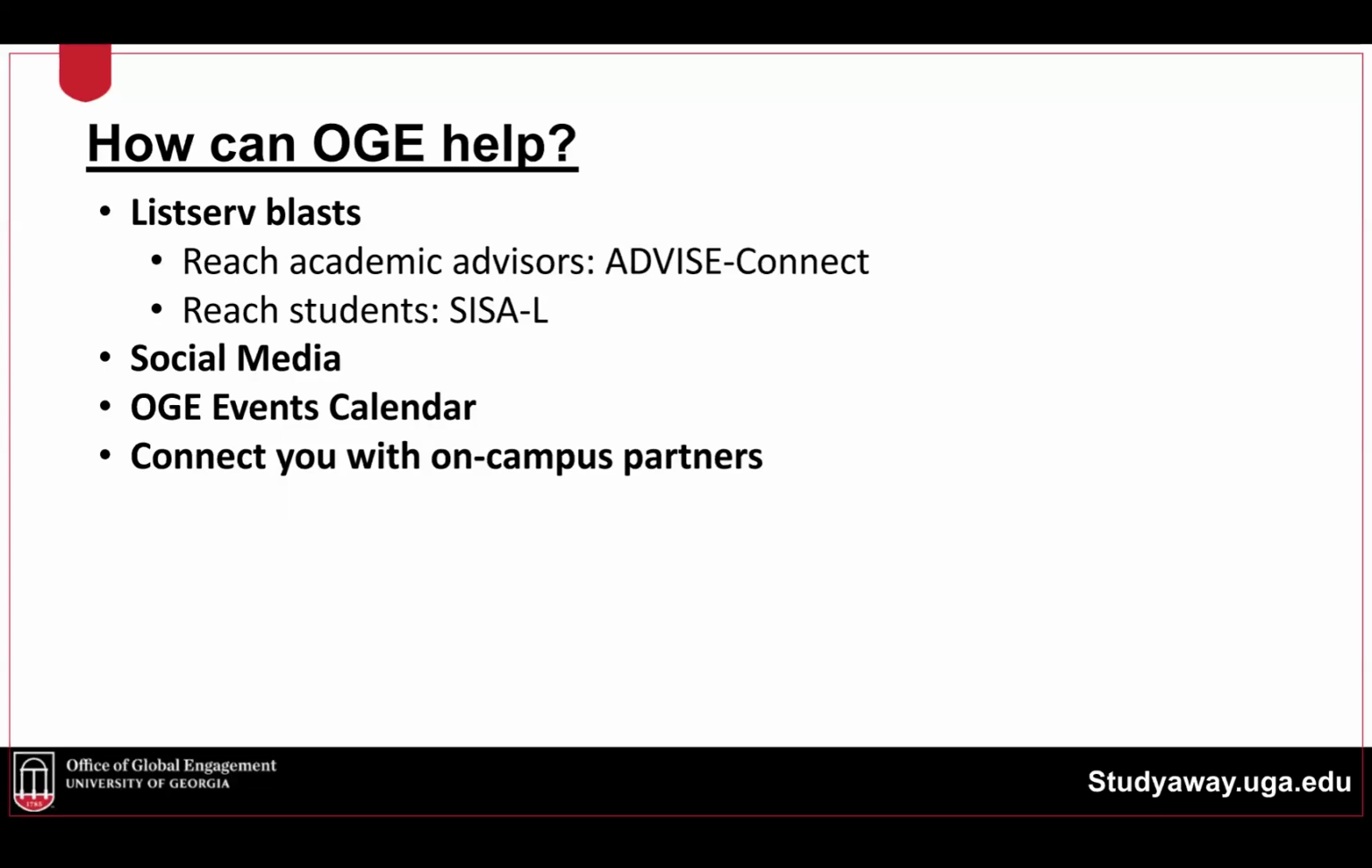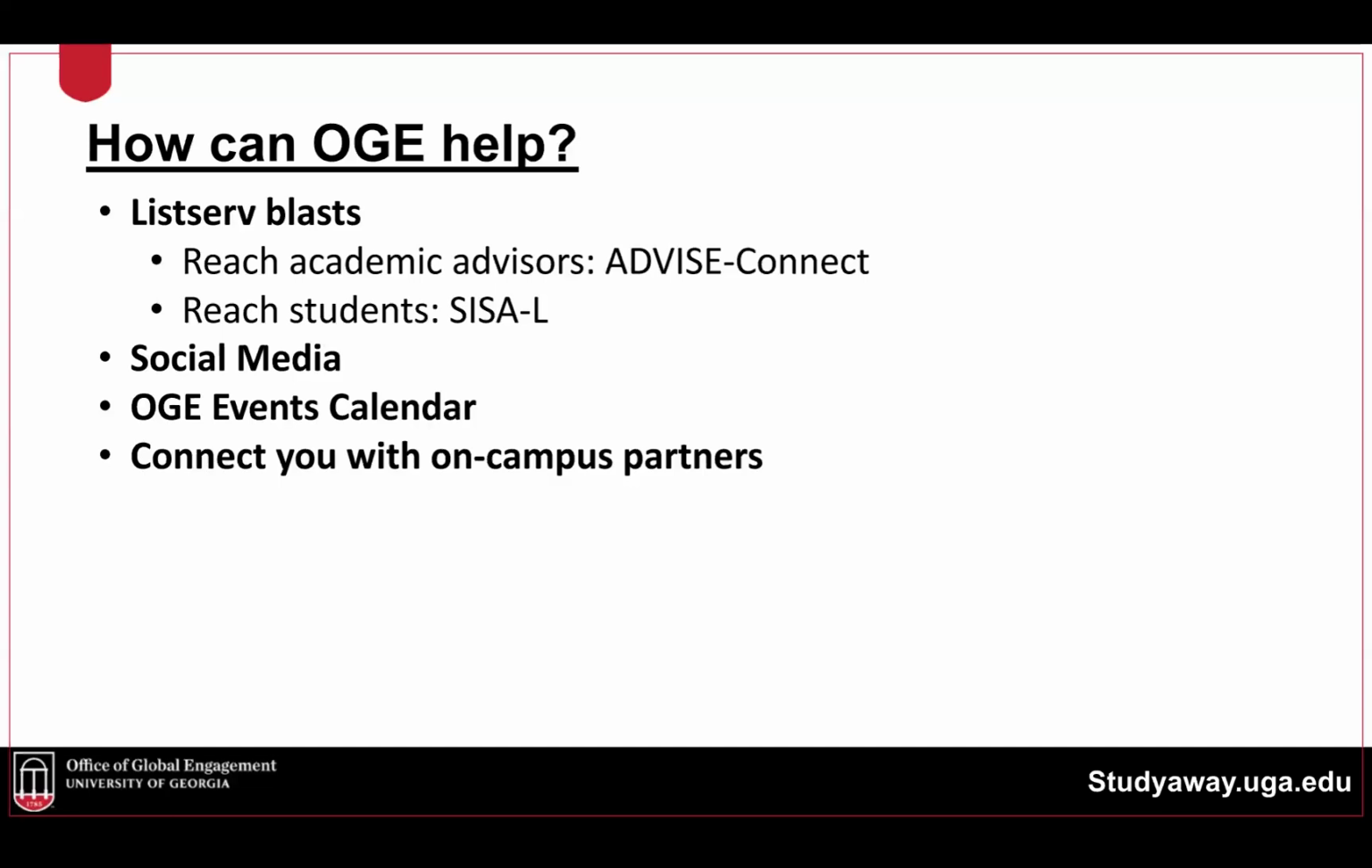We do also have our OGE events calendar, which is on the landing page of our website, studyaway.uga.edu, and it's updated all the time. So if you have a one-off event or a recurring event, just let us know when it is, where it is, and a brief description, and we can plug it in on our calendar. And so anybody accessing studyaway.uga.edu would be able to see where that event is happening.